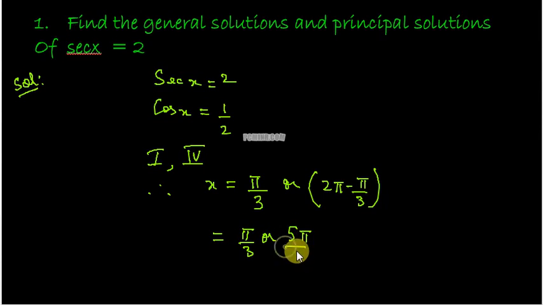Therefore, these two, pi by 3 and 5 pi by 3, are the principal solutions. That gives me the principal solutions based on the values of cos x as 1 by 2 and minus 1 by 2. Therefore, it gives us pi by 3 or 5 pi by 3. So these are the principal solutions of the given trigonometric equation.